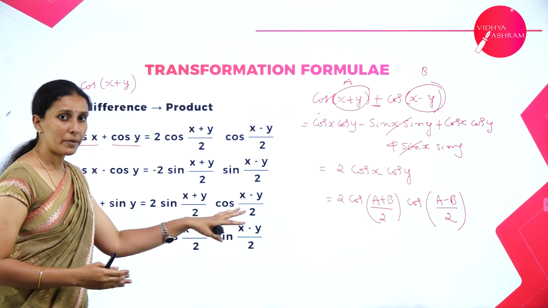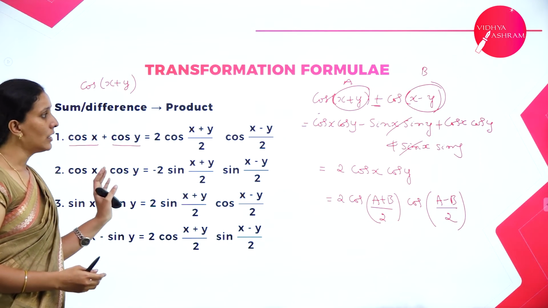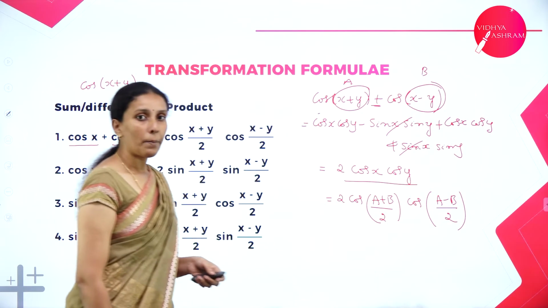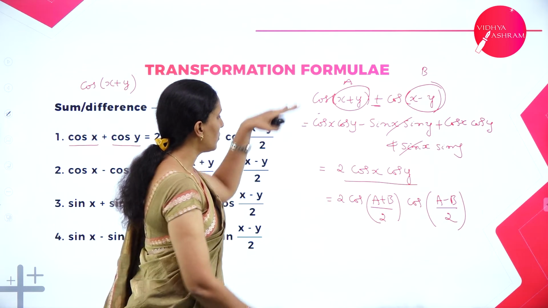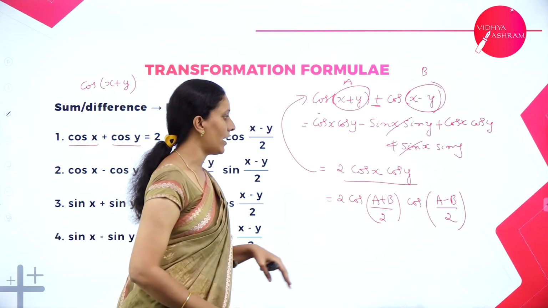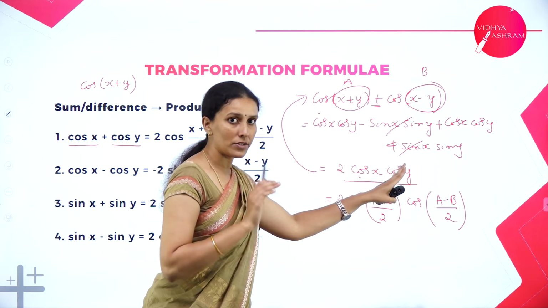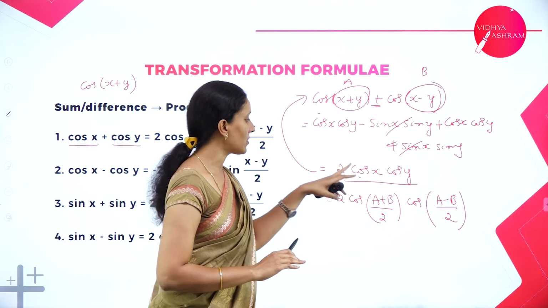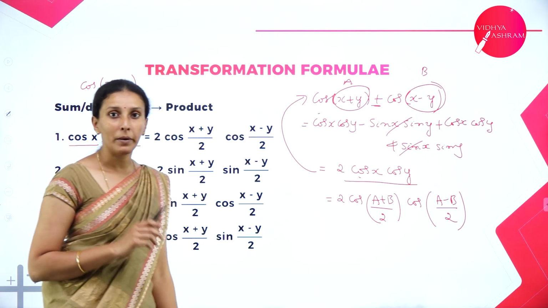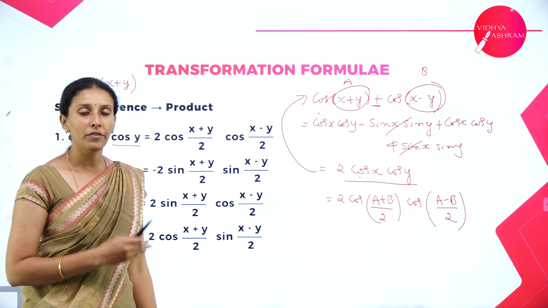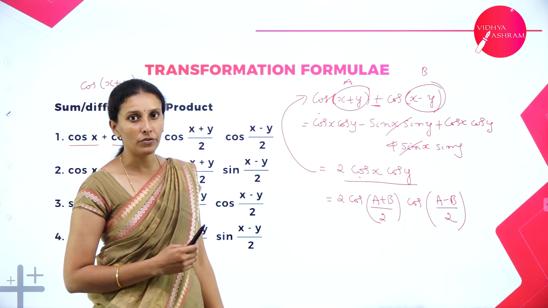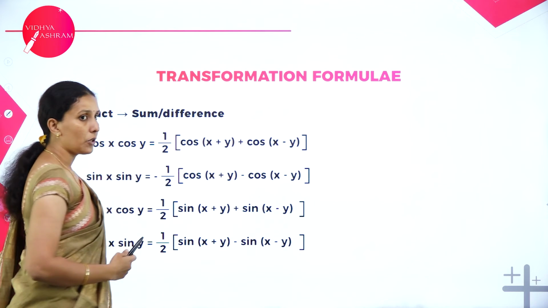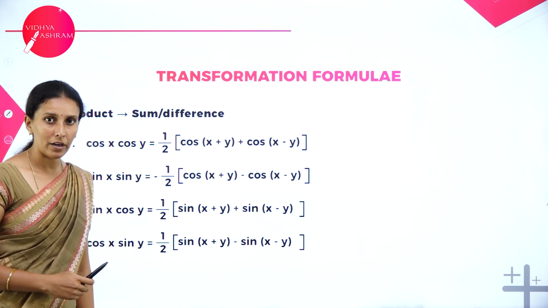The same transformation formula can be reversed here. So clearly see here, the product can be reversed to sum or difference again. If you want cos x and cos y, then you can write this as cos (x plus y), cos (x minus y). 2 goes here, so it will become half of the sum of the two functions or difference of the two functions. Thus, the product can also be converted into sum or difference of trigonometric functions.